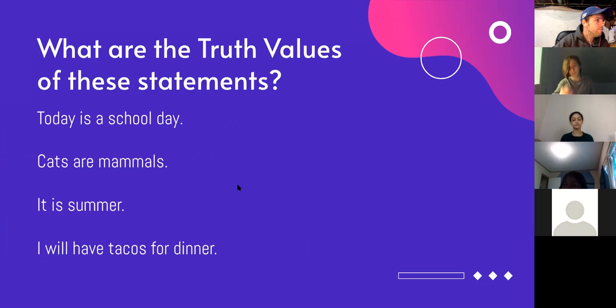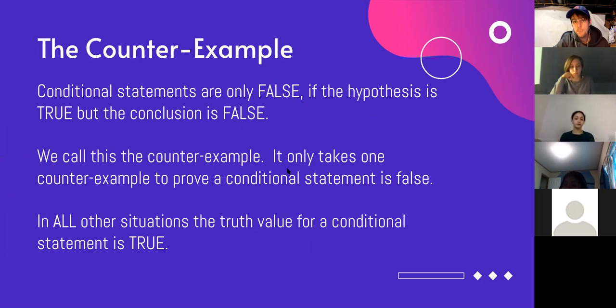All right. Counterexample. I already sort of briefly mentioned this, but when we're talking about the truth value of an entire conditional statement, a whole if-then statement, we are looking for what's called the counterexample. If there's a counterexample, only one counterexample, then a conditional statement will be false. If there is no counterexample, then the conditional statement will be true. And so the counterexample is this.